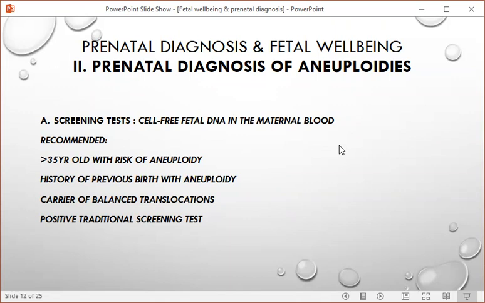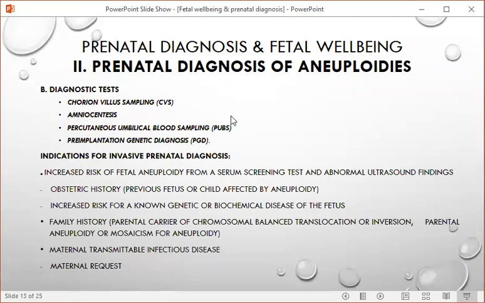This is a non-invasive technique. And coming to the diagnostic tests, these are invasive tests. Invasive tests, that is the reason we need to know the indications for these tests. When there is an increased risk of fetal aneuploidy because of a positive screening test and abnormal ultrasound findings, or there is any obstetric history of a previous fetus or child affected by aneuploidy, or there is an increased risk for a known genetic or biochemical disease in the fetus, there is a family history or maternal transmissible infectious diseases, or in certain circumstances on request by the mother.